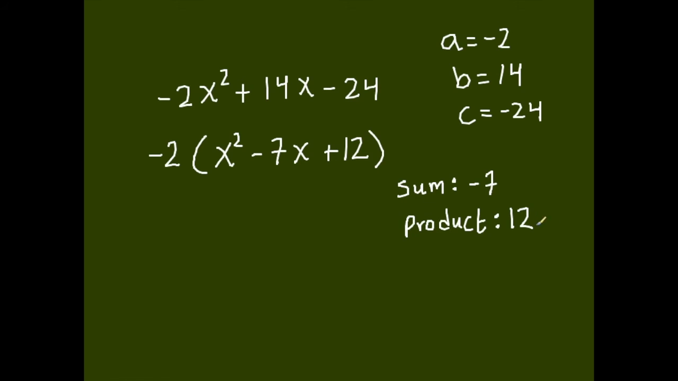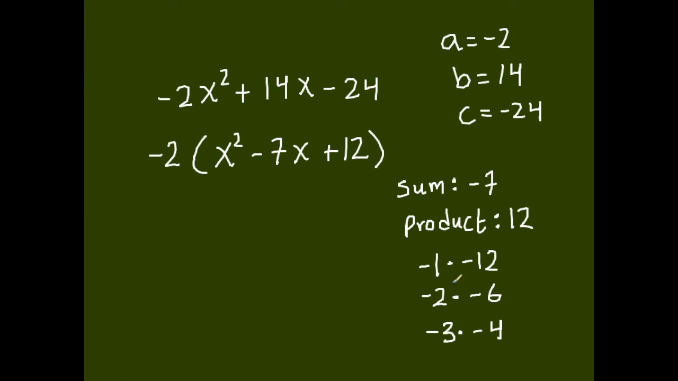So let's consider the negative factors of 12. What do we multiply to get 12 from the negative factors? Negative 1 times negative 12 is a possibility. Negative 2 times negative 6. Negative 3 times negative 4. And it seems like that's it.